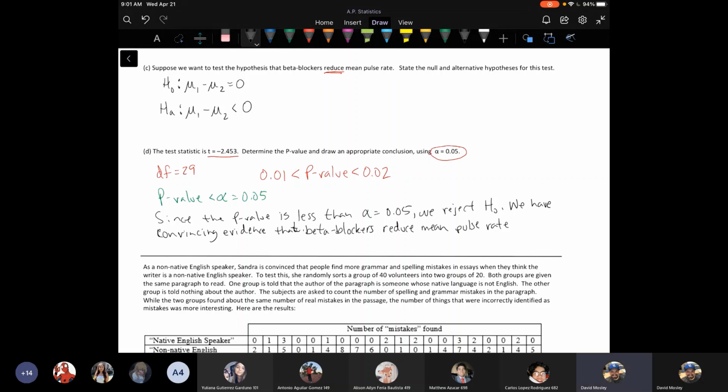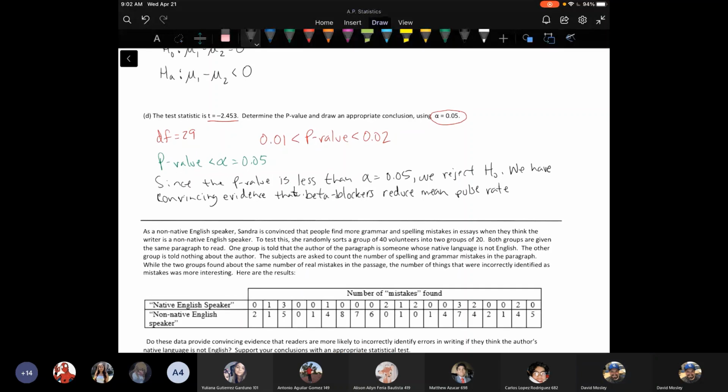Now we're not entirely done writing this. This evidence only applies to patients similar to those who participated in the study. Because we did not select our participants randomly, they were volunteers. All right. So we have to add that among patients similar to those in the experiment. That has to be added. Because based on how we did the experiment, that's the only type of conclusion we're allowed to make.